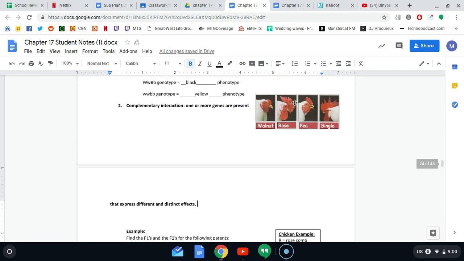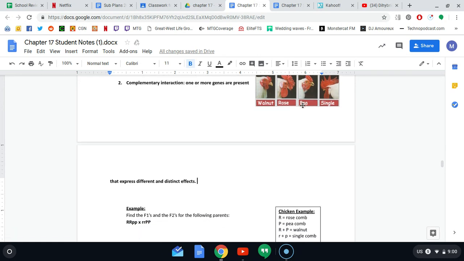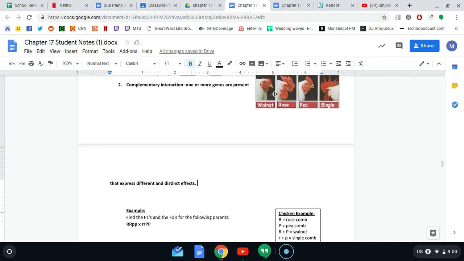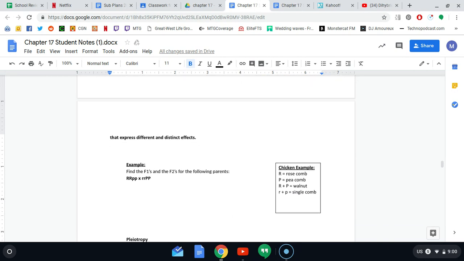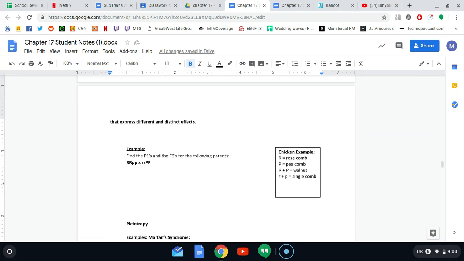So this chicken right here has a genotype of big R's. This chicken right here has genotypes of big P's. This chicken right here is a mixture of big R's and big P's. And this chicken right here is a mixture of the recessive forms, little r and little p. So what I'm going to do is show you how that works.